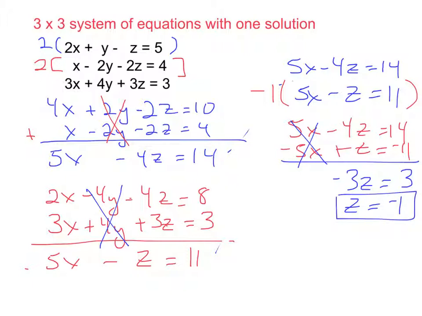So we have just solved for one variable. So I'm going to put that up here in the upper right-hand corner. So I know I'm looking for x, y, and z, so I'm going to put the -1 in the z position, right? That's the last variable. Make sure you put them in alphabetical order.